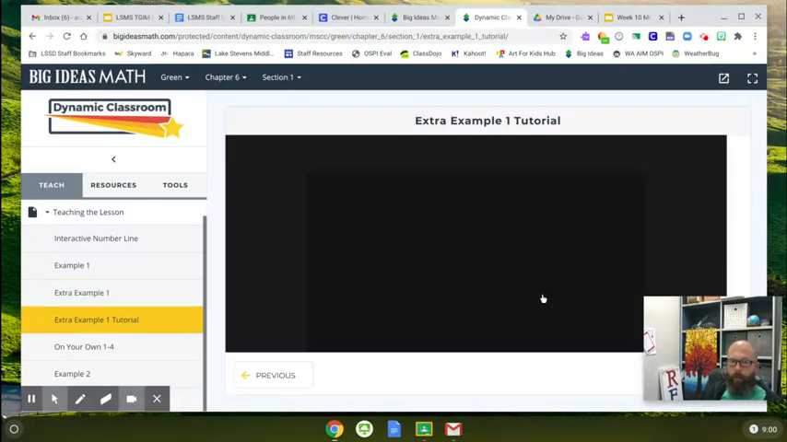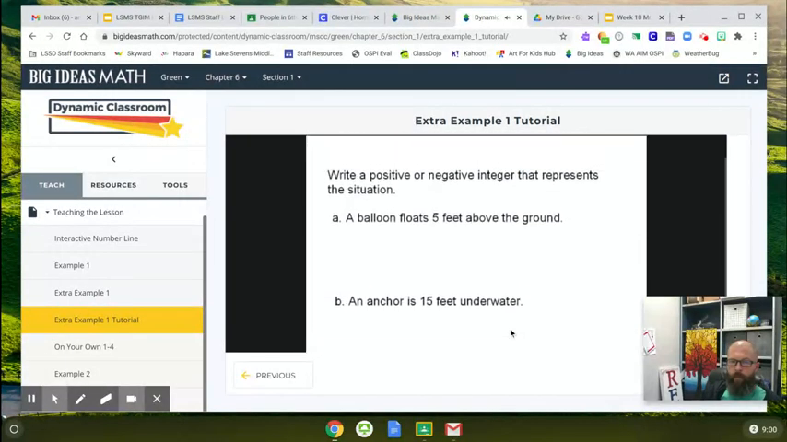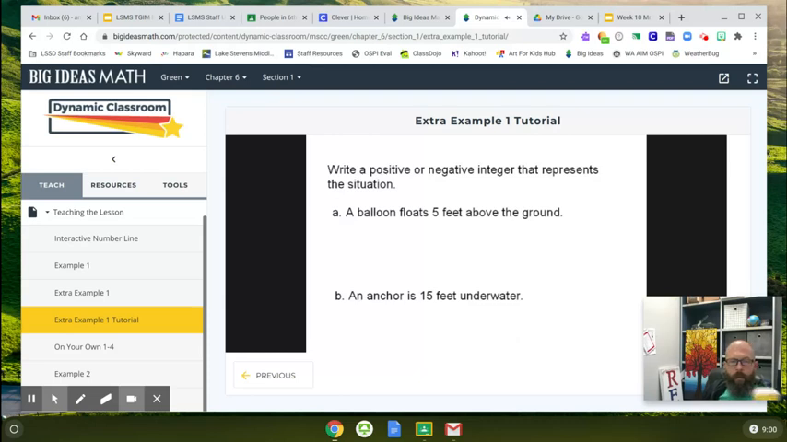Remember, positive integers are greater than 0, and negative integers are less than 0. Part A. A balloon floats 5 feet above the ground. To write a positive or negative integer that represents this situation, we need to look for a key word or phrase that tells us if the integer will be positive or negative. The phrase above the ground means that the balloon's height is greater than 0. So we will use a positive integer. The number given in the situation, 5 feet, will be used to write the integer. So write the number 5.